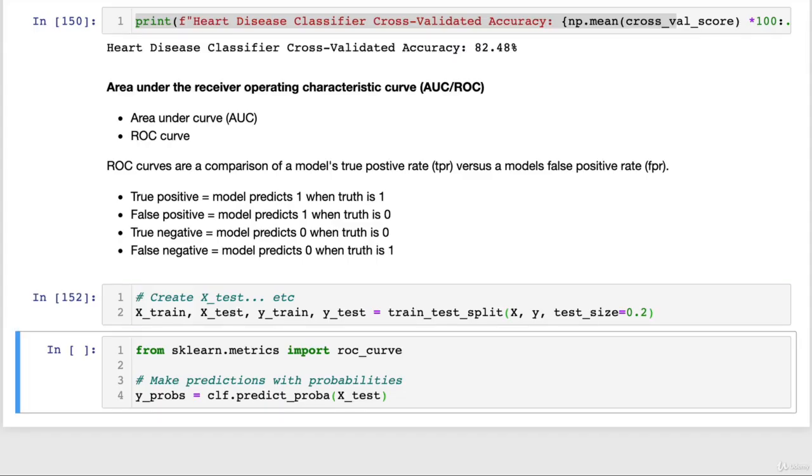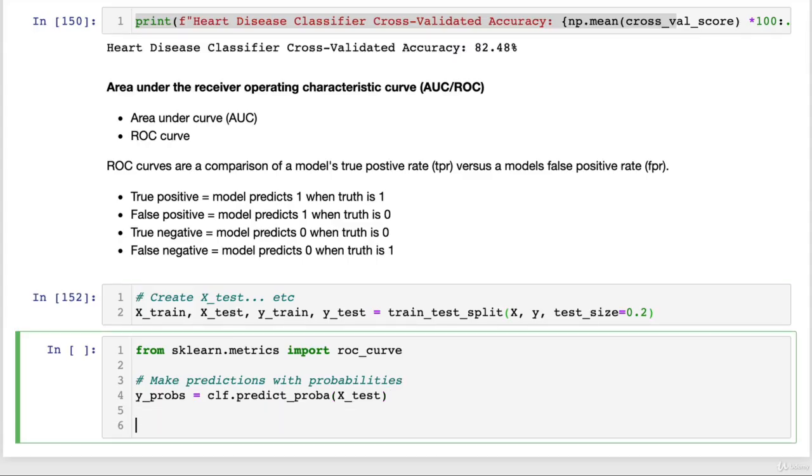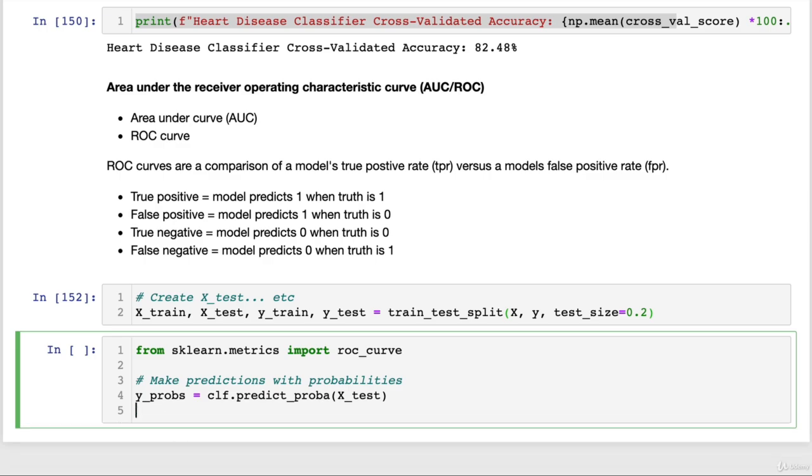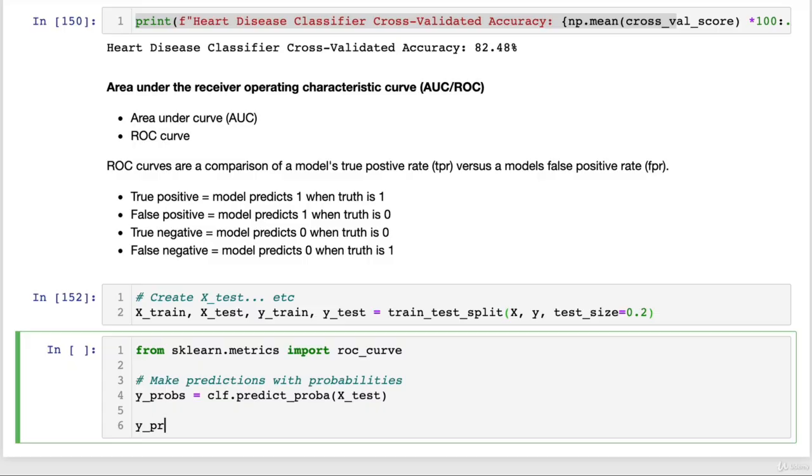Wonderful. And so now we can do that there. Because a ROC curve is a comparison of a model's true positive rate versus a model's false positive rate, we want to only keep the positive classes. So actually, let's see what yprobs looks like.